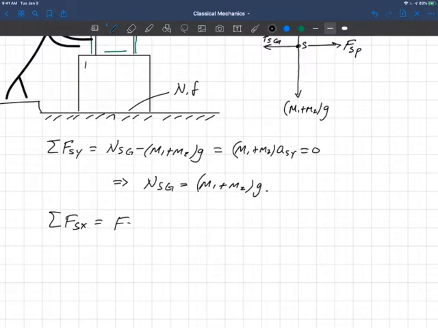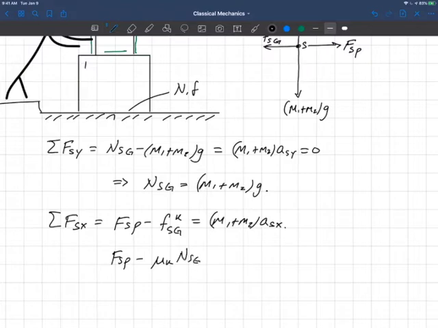We get F_SP minus F_k,SG is going to equal m1 plus m2 times a_system in the x direction. Okay, so we have a few things we know. One, we know what this is, because for kinetic friction we have a formula. So we'll go ahead and plug that in. F_SP minus mu_k times N_SG. But fortunately, because we solved the y first, we know what that is.